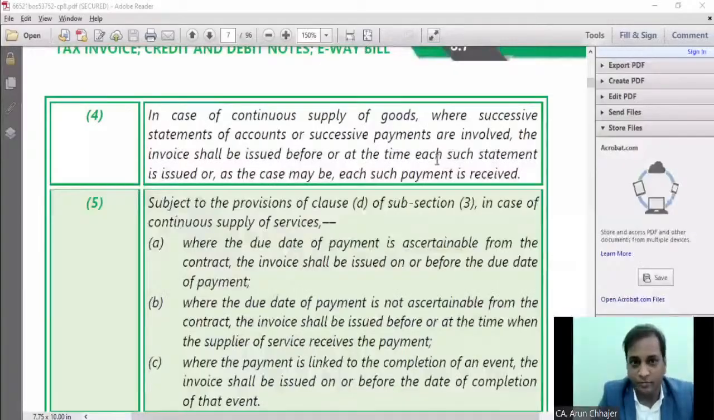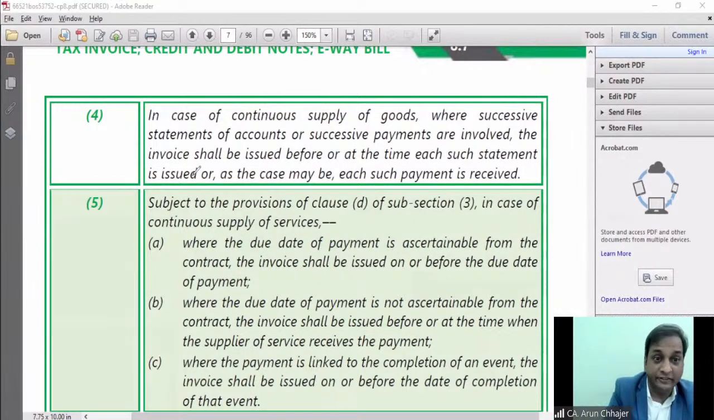Sorry, there was a small problem in the internet connectivity. I hope it is okay. Ayaji, is it okay? Fine. So let me repeat once again.